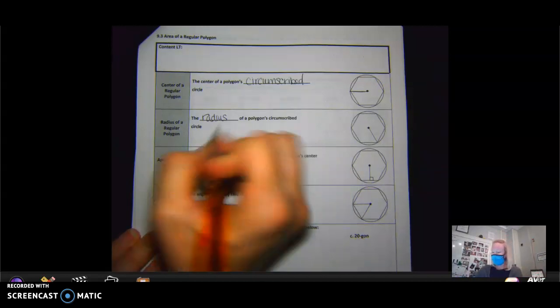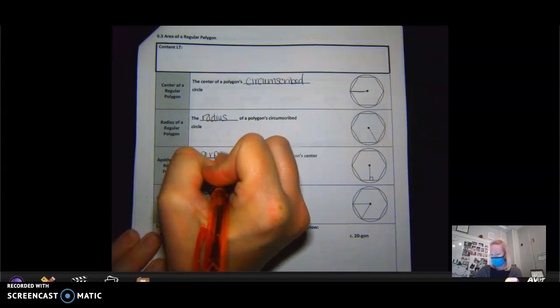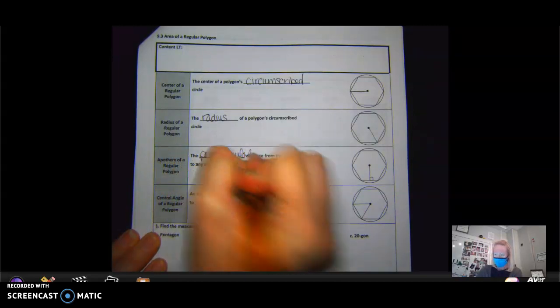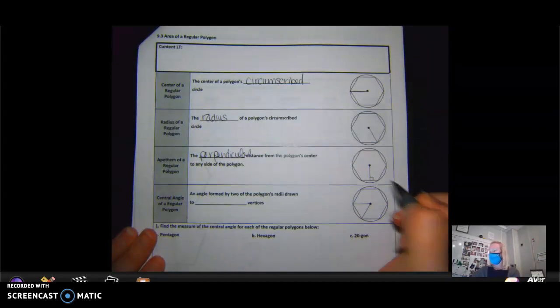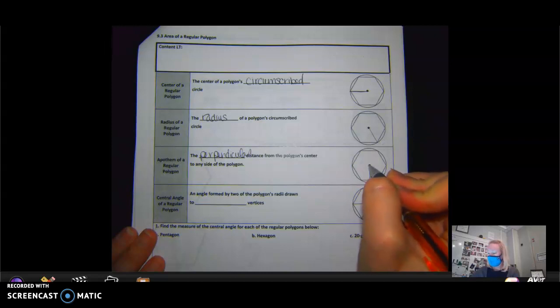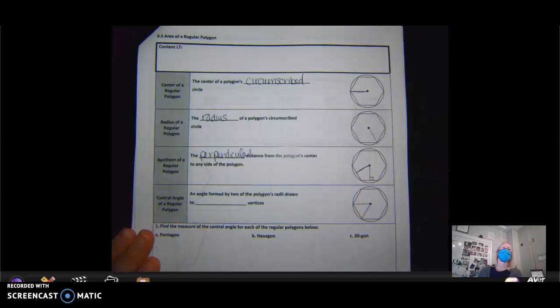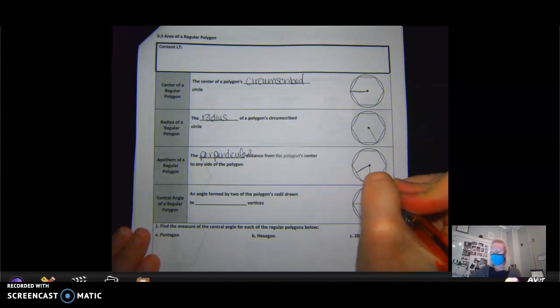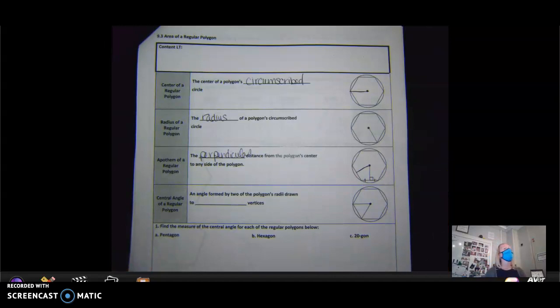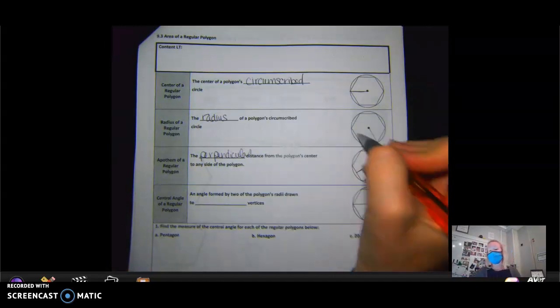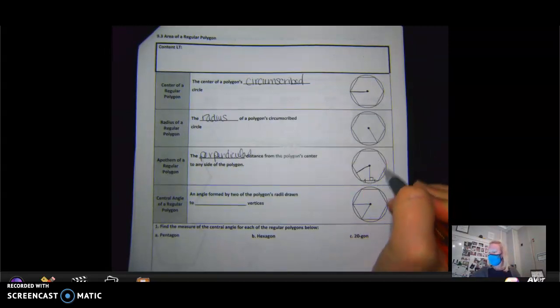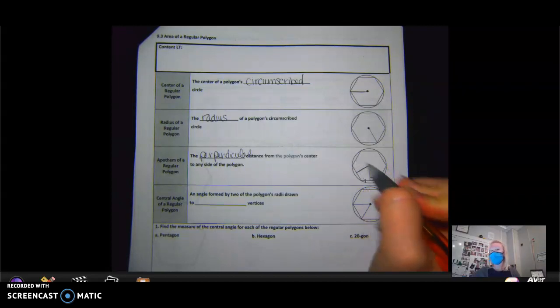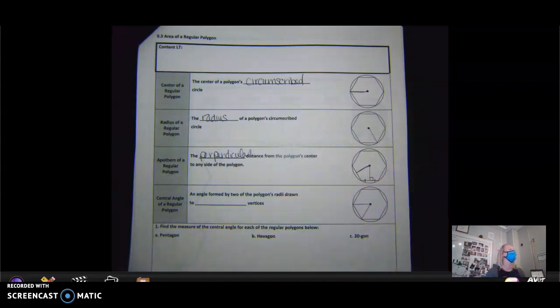So the apothem is the perpendicular distance from the polygon's center to any side of the polygon. So if I'm going perpendicularly to a side of the polygon, where is that always going to hit on that side? In the middle. So that will always be equal to that. And again, we're talking about regular polygons, so all the sides of the polygon are always equal anyways, right? So this will be equal to this, which is equal to this, this, this, this. So if I draw an apothem, it's going to split it in half, and all those little pieces are also going to be equal to one another.